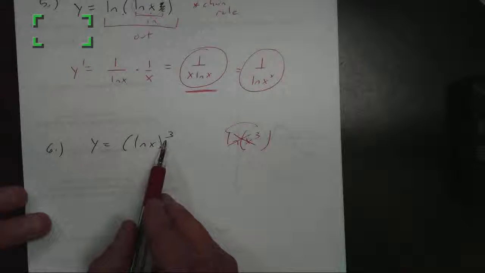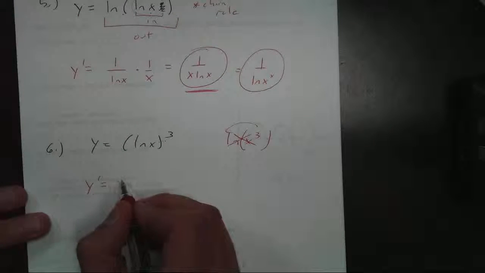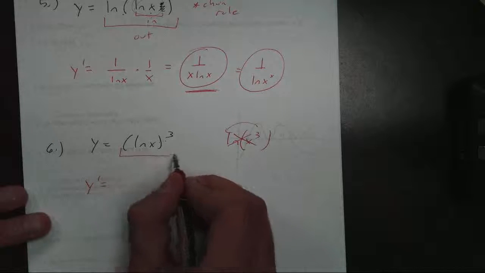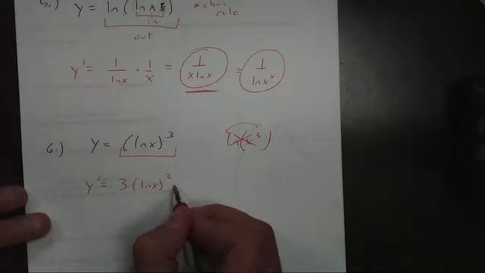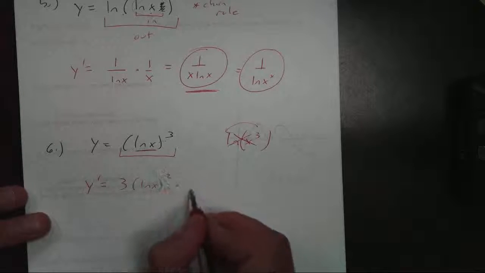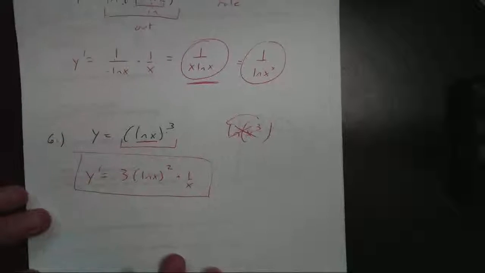But over here, the whole thing's being cubed. So I can't use my power rule. So when I take my derivative, we're going to get chain rule: take the derivative of the outside, 3 times the natural log of x squared, times the derivative of the inside, 1 over x. And there's your derivative. So let's take a look at a trig one real quickly here, if they're not too hard.